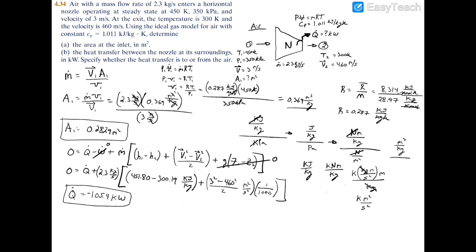And now if you remember, the sign convention just says that if you have a negative heat transfer, the heat transfer is leaving the system, and if you have a positive heat transfer, the heat transfer is entering the system. So because you have a negative sign here, that means that the heat transfer is leaving the nozzle, so heat is being transferred out of the nozzle as I predicted. So therefore the answer would be from the air.